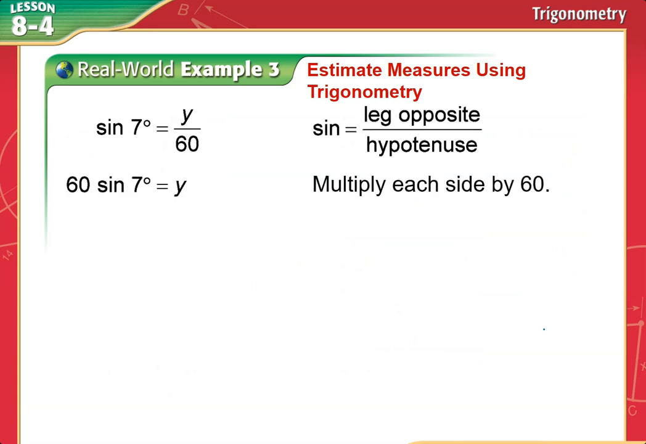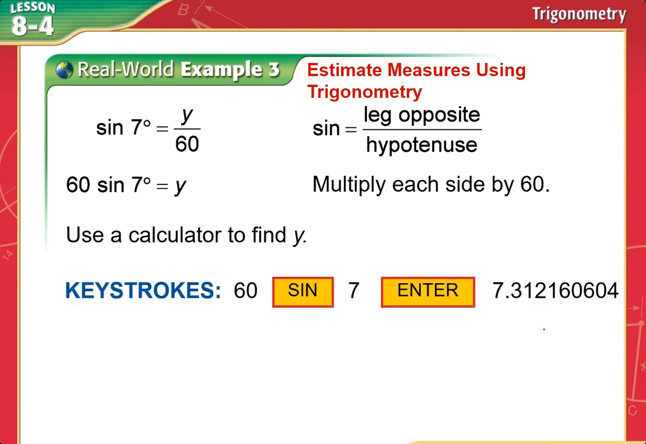Okay? So multiply each side by 60. Use a calculator to find y. And there's your 60 sine 7. Enter, basically. If you're using your scientific calculator, make sure you're in degree mode. Most likely you will be. You get 7.312.